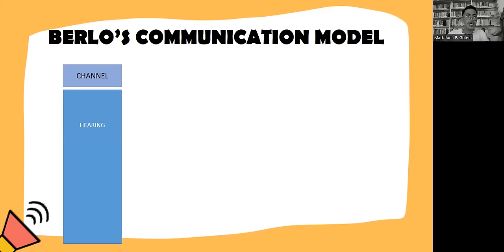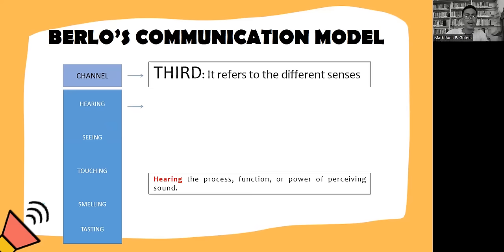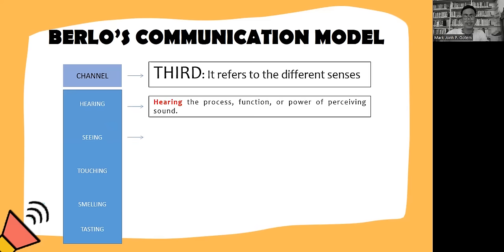So the third variable is the channel. It refers to the different senses. So let's discuss each sense. Hearing is the process, function, or power of perceiving sound.